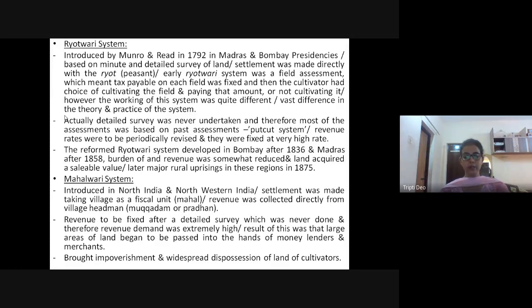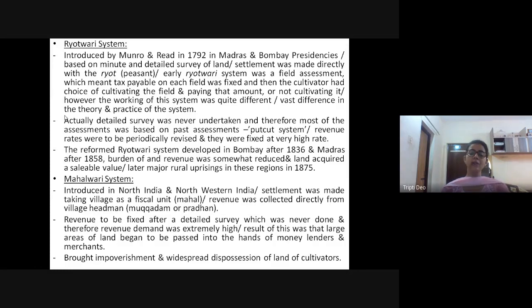The result of this was that large areas of land began to pass into the hands of moneylenders and merchants. All of this, the Permanent Settlement system, the Ryotwari system or the Mahalwari system, had brought great impoverishment and widespread dispossession of land of cultivators. So basically, now the land was not with the tiller. The land was not with the peasant.